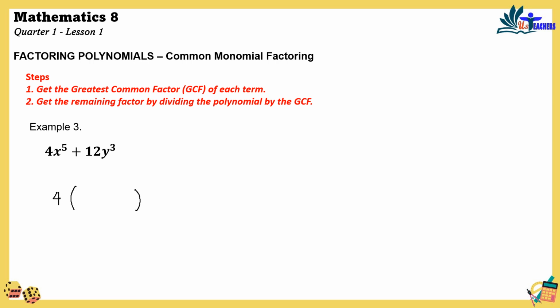Matitira na lang ay x raised to 5. Next, positive 12 divided by 4 is positive 3. May kasama pa siyang y raised to 3. So, isasama pa rin natin siya doon. So, the answer is 4 times the quantity of x raised to 5 plus 3y raised to 3.